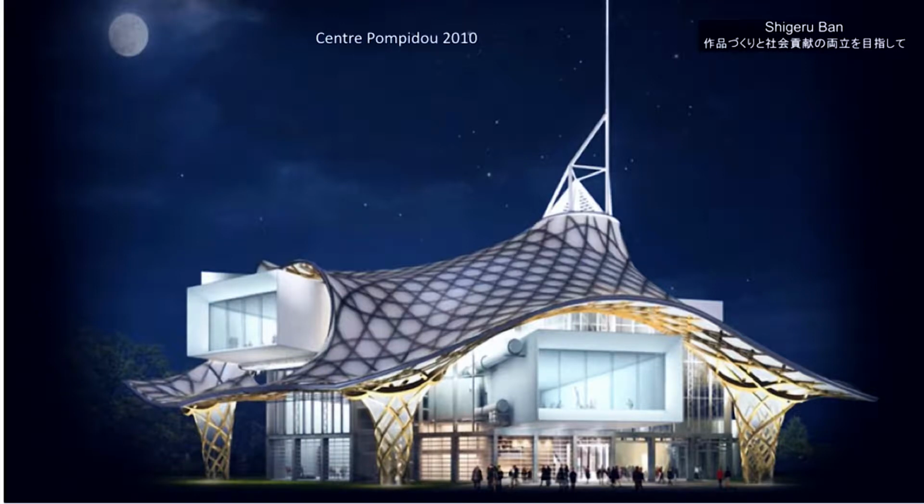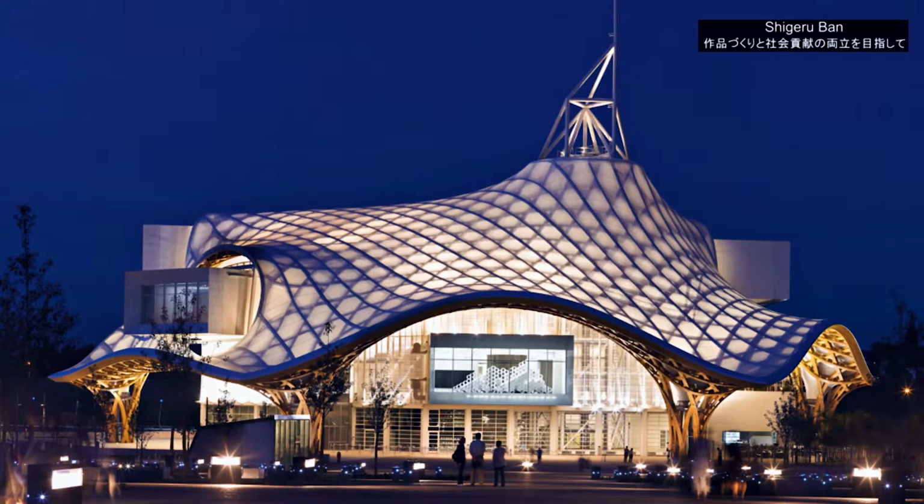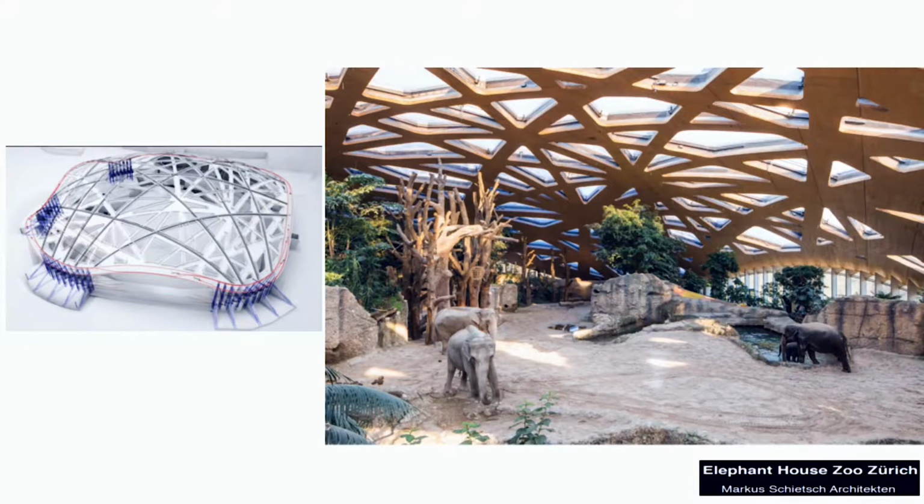You can see Centre Pompidou, this was the first visualization, and everything didn't work here properly, and here is the end of this. And we did these calculations, we did everything on the digital twin before we built this. Elephant House in Zurich is also an interesting thing, because these are Asian elephants, so they are used to living in the forest. So that's why this roof is open, like underneath the trees.